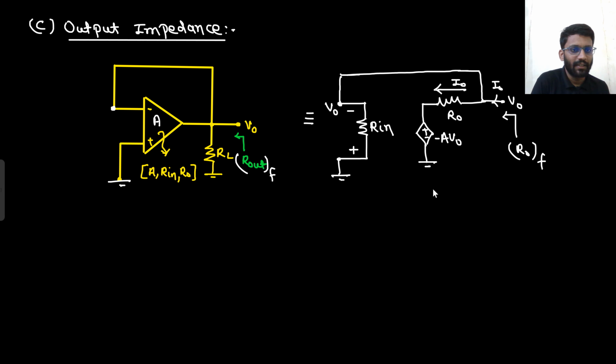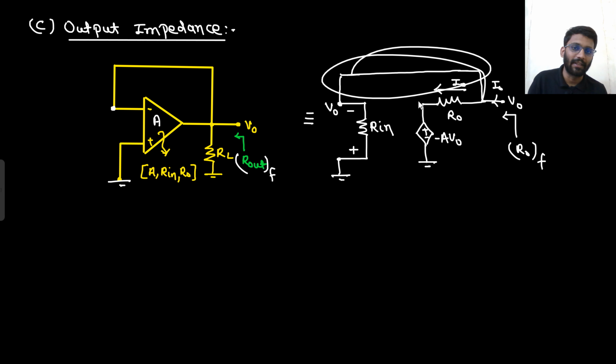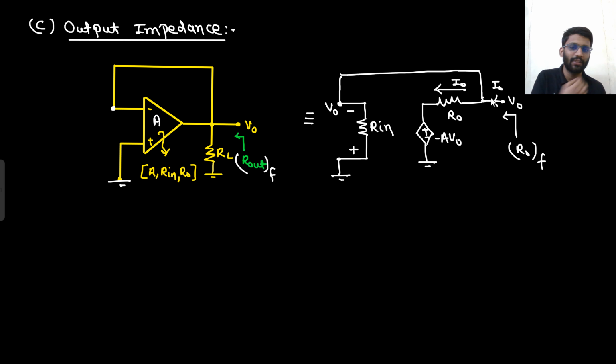Now people will say, sir, why are you taking this assumption? This is a short circuit path, so all the current should flow from this path. No, this is not a short circuit path. In this path there is Rin connected as well, which is very high. So that's why current is not trying to flow from here. The current is flowing through R naught. So I naught is completely flowing through R naught.